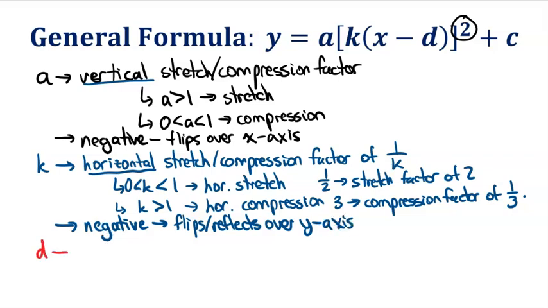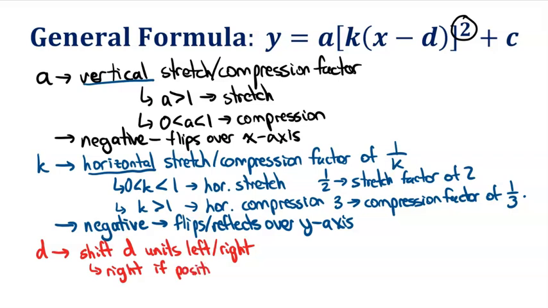The d value is a shift d units left or right. Now you'll notice up in the equation at the top it says x minus d. So what that means is it's going to shift to the right if the d value is positive. We'll see an example here, like if you have x minus 3. Because it's written as x minus d, that means the d value would be positive 3. It would be shifted to the left if the d value is negative.